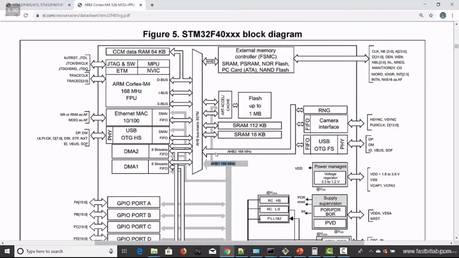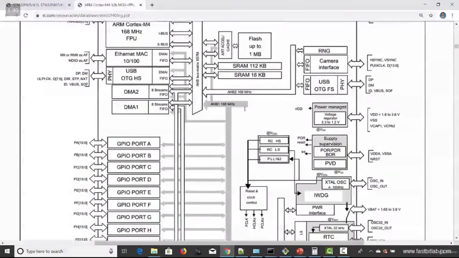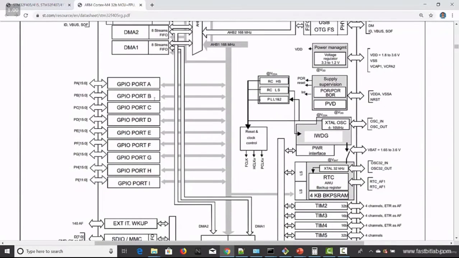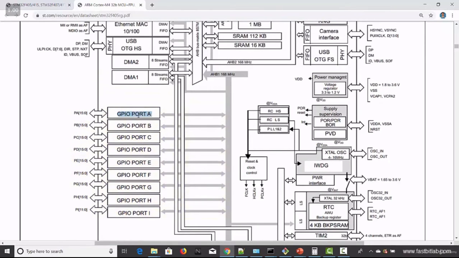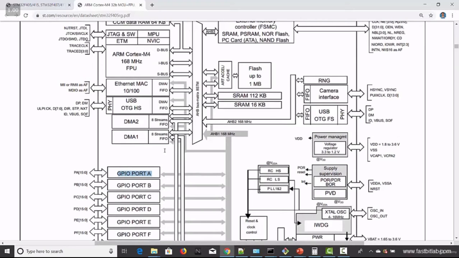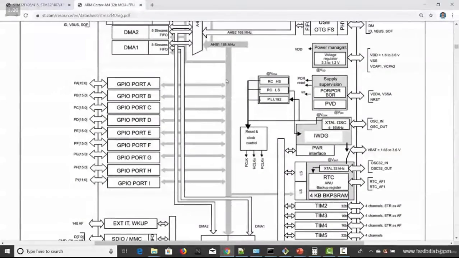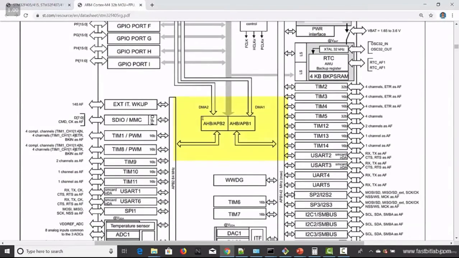And you can see that there is also AHB3 bus. The AHB1 is a main bus here, and so most of the peripherals are hanging on that bus. For example, all these I/O ports are hanging on AHB1 bus. That means the GPIO port A communicates to the processor over this AHB1 bus. After that, you can see that this main bus connects to the bridge here. This is a bridge which converts AHB signals into APB signals.